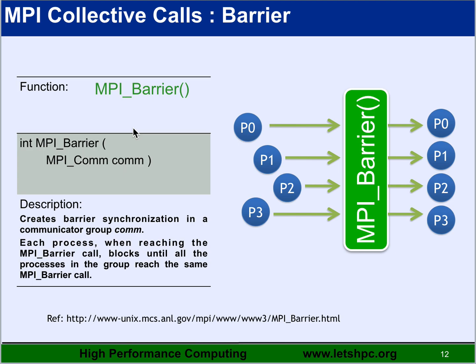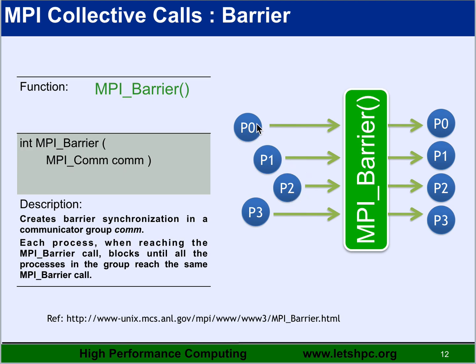How it helps in synchronizing several processes can be understood from this schematic. Suppose there are four processes, P0, P1, P2, P3. If you assume this horizontal direction as the time axis, you can see that they have arrived at this point at different times.